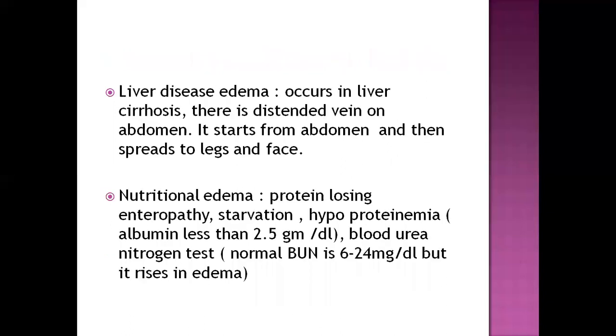In liver disease edema, that can be a result of liver cirrhosis, and also there is a distended vein on the abdomen because there is edema on the abdomen. Distended vein can be seen. It starts from the abdomen and then spreads to legs and face.